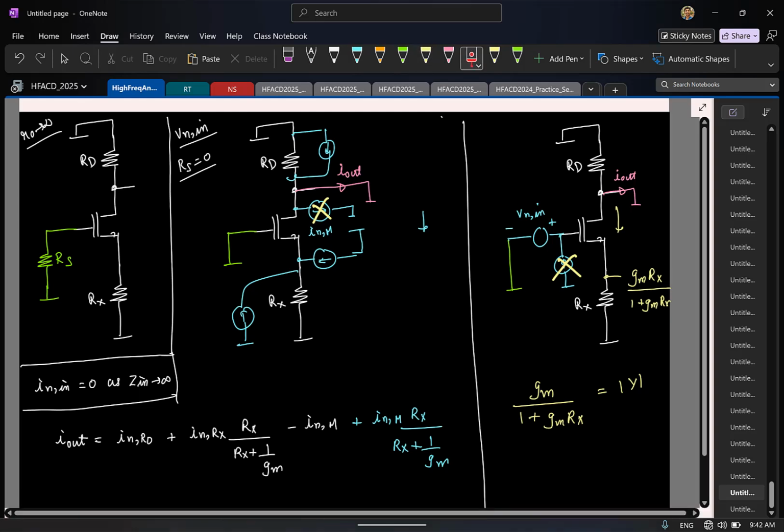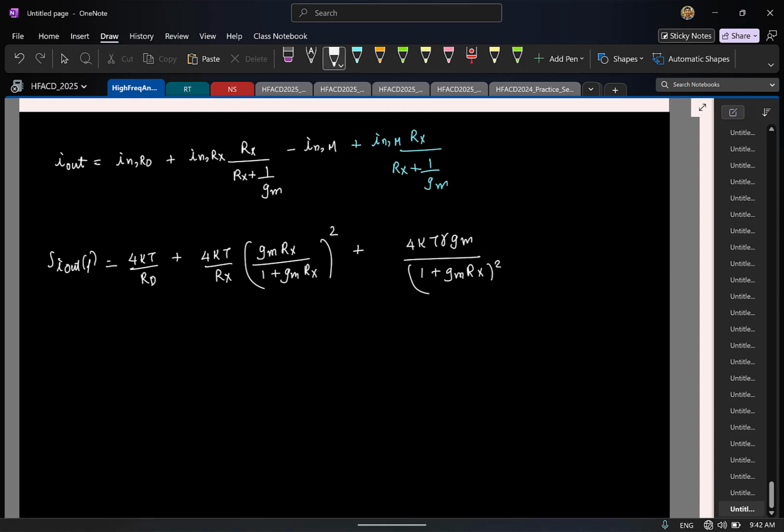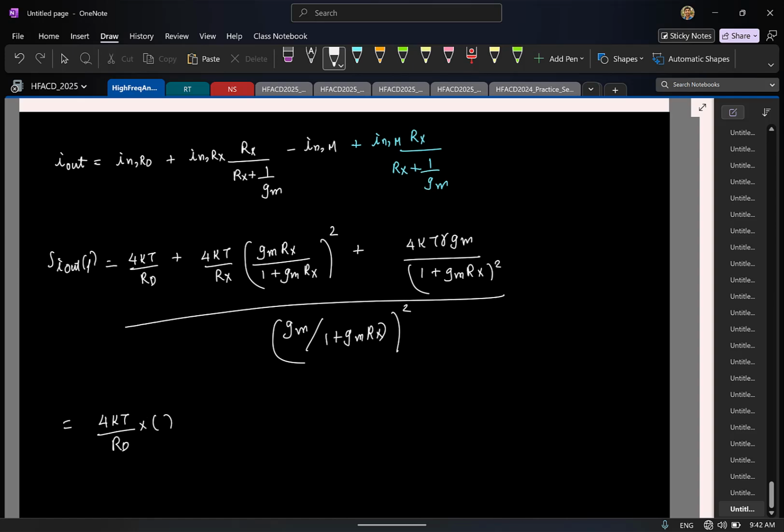So you take the power spectral density of this, divided by the magnitude squared of the transfer function, and you get the input referred noise voltage power spectral density. Let's try to do that. I will divide this whole thing by (Gm/(1+GmRx))². If I do that, the first term will be 4kT/Rd into something. Second term you can simplify as 4kT times Rx. I am not showing it, you can simplify it. Last term will be 4kTγ/Gm.